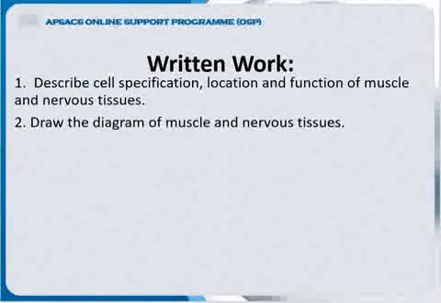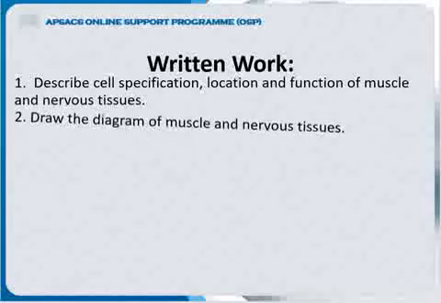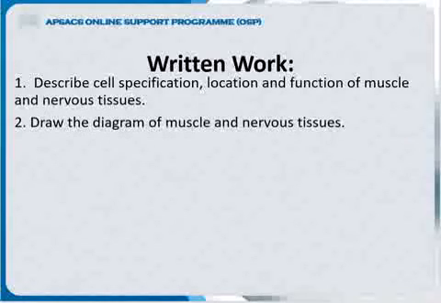It was all about today. As you know, we have studied animal tissues in our previous video and this video. So today's written work is to describe cell specification, location and function of muscles and nervous tissues, and also draw the diagram of muscles and nervous tissues.